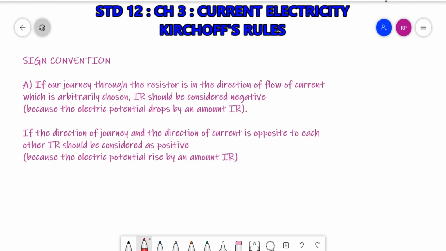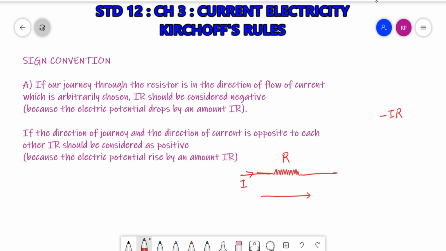Sign convention. First we'll see about sign convention. If your journey through the resistor is in the direction of flow of current, which is arbitrarily chosen, IR should be considered negative. I'm giving an example. If this is a resistor having resistance R, and the current is flowing in this way, and we are moving in the same direction as the current, then we should take minus IR.